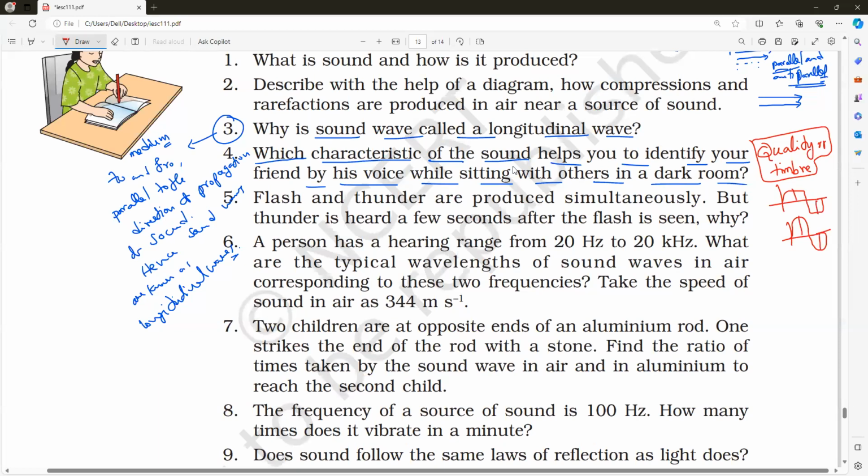That is what will help us identify different notes. I have taught you notes. Do you remember, everyone? That is why we call it quality or timbre. Same amplitude, same frequency.